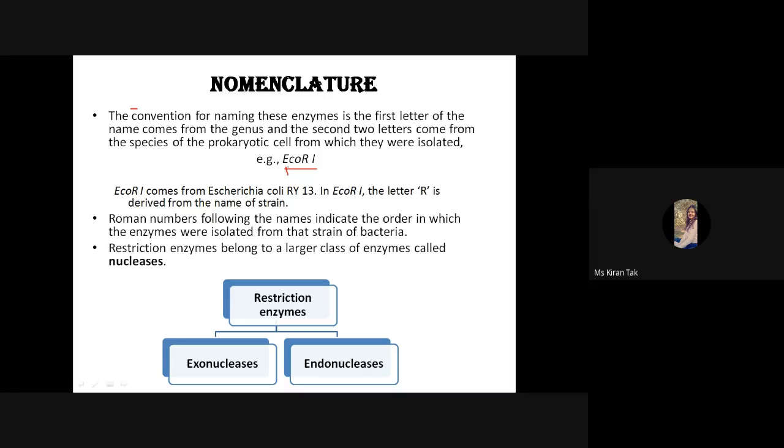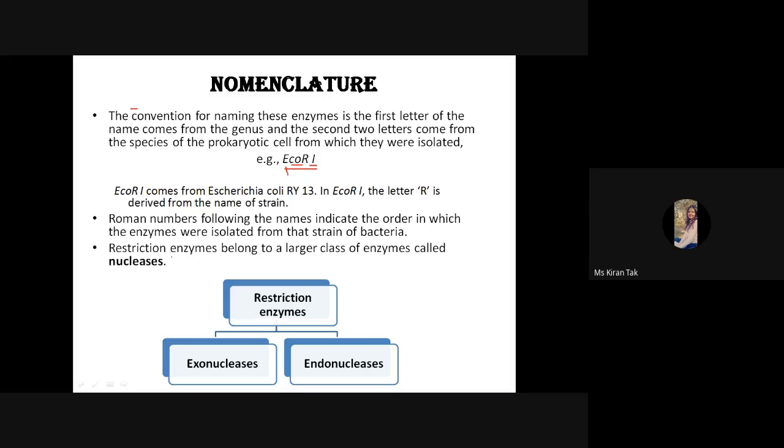In this case, the genus is Escherichia. Co is for the species, it is coli. R represents the name of the strain. In this case, the strain is RY13, and the Roman numeral I indicates the order in which the enzymes were isolated from that strain of bacteria.